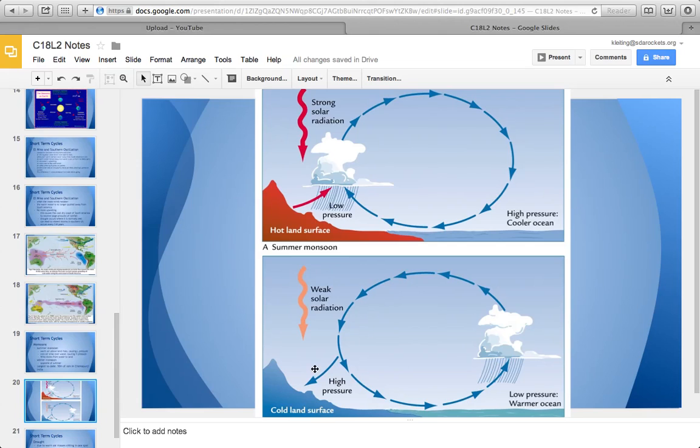So here we have the opposite. This is a winter monsoon, where we're going from the land, which is cold. That's why we're falling here, out to sea. Here it scoops up some of that moisture. When it gets over the warmer ocean, it rises. When it rises, it condenses and drops to the water.